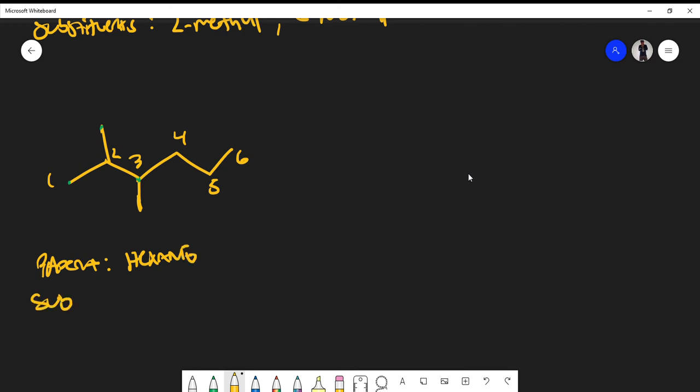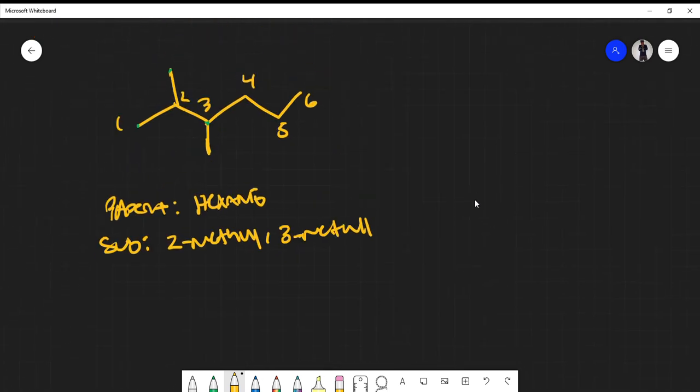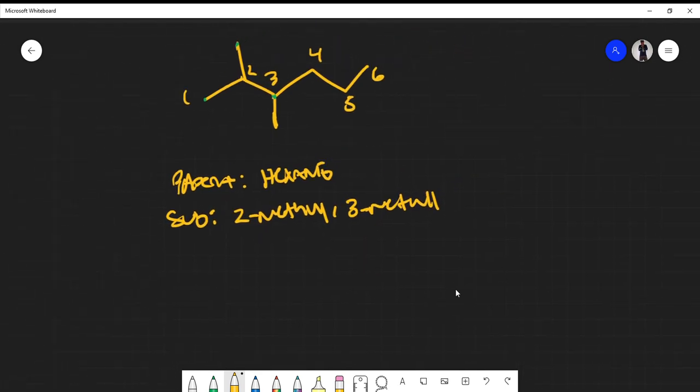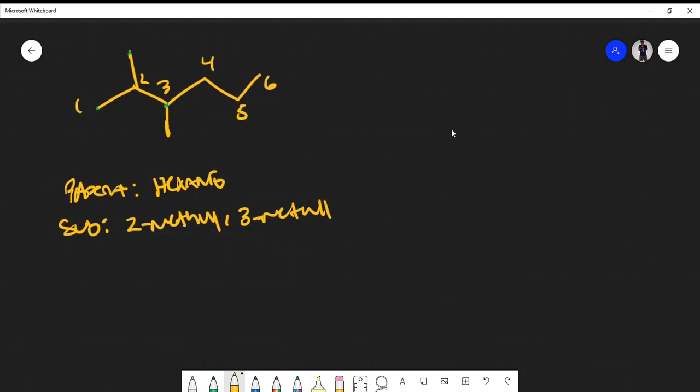The substituents, right? On carbon 2, I have a methyl, so this is 2-methyl. On carbon 3, I have a methyl, so this is 3-methyl. Okay? So in this case, putting everything together, we're going to put our numbers first. So this should be 2,3-dimethyl, since we have 2 methyl groups, hexane.